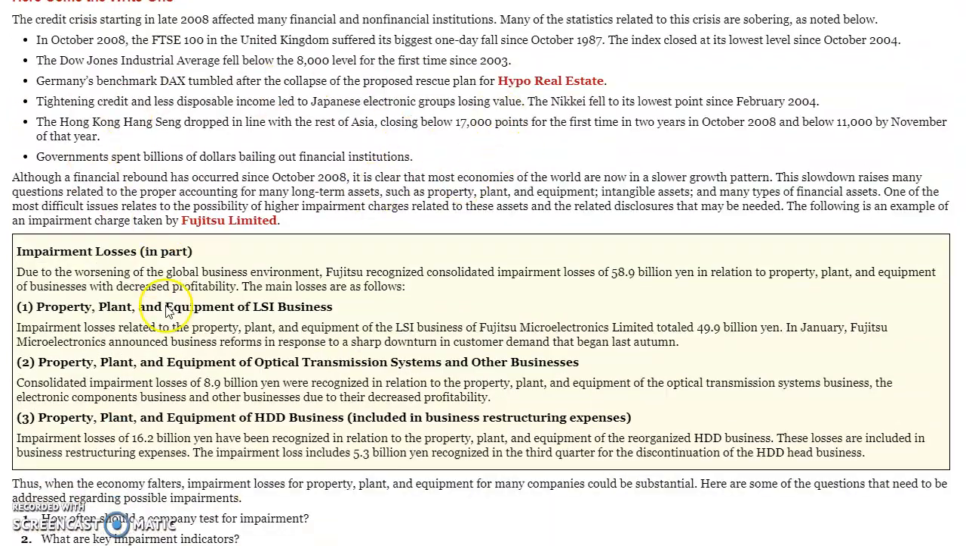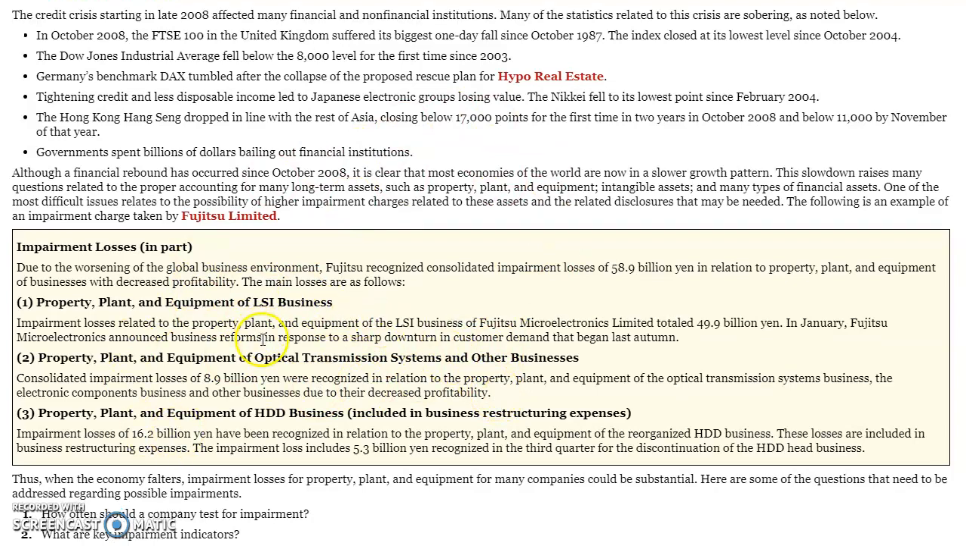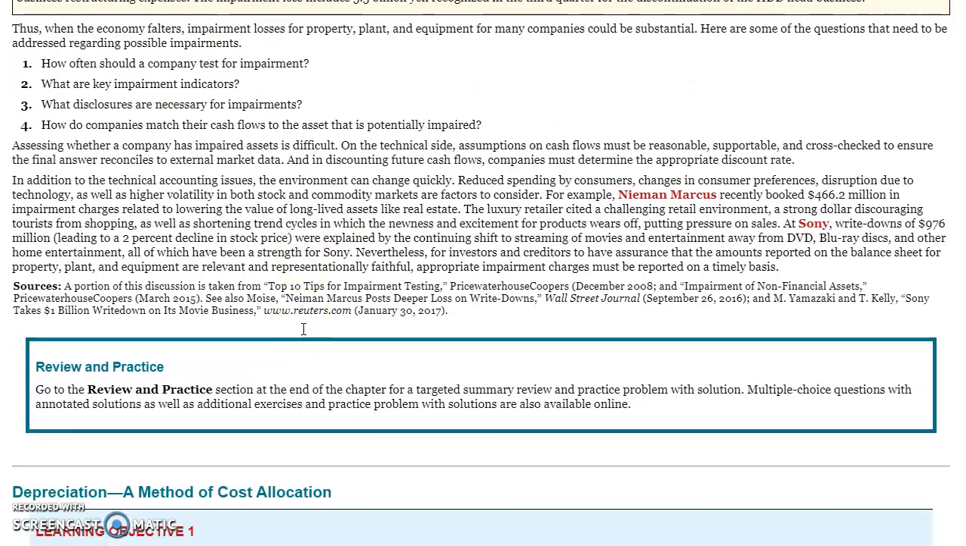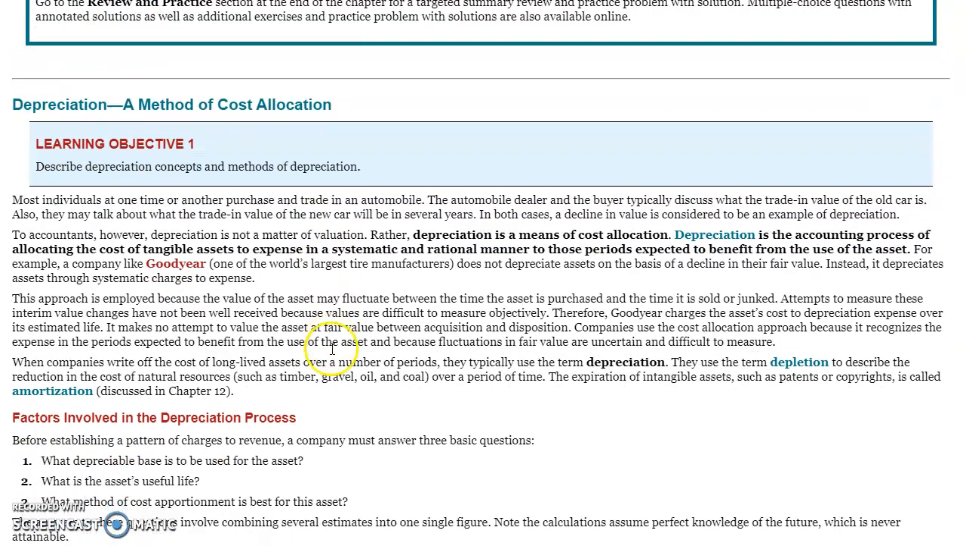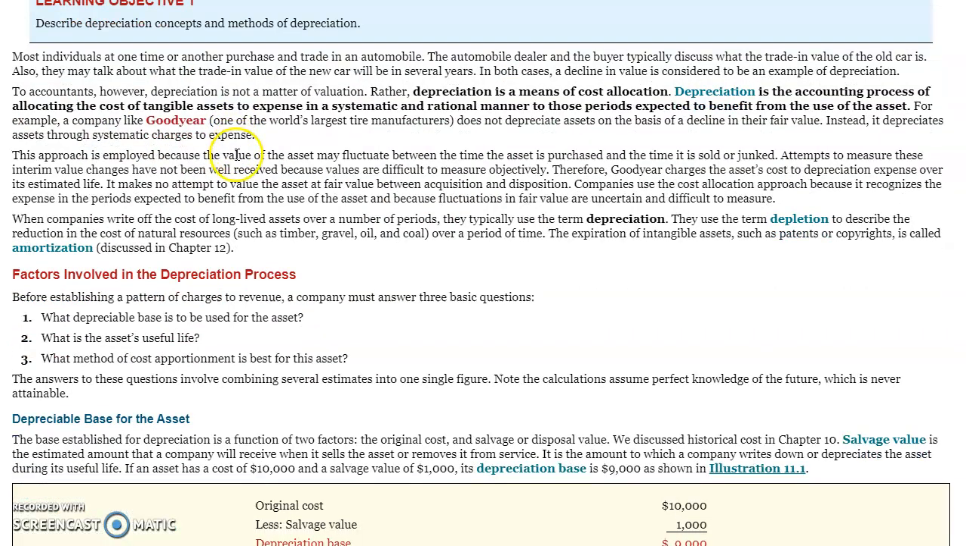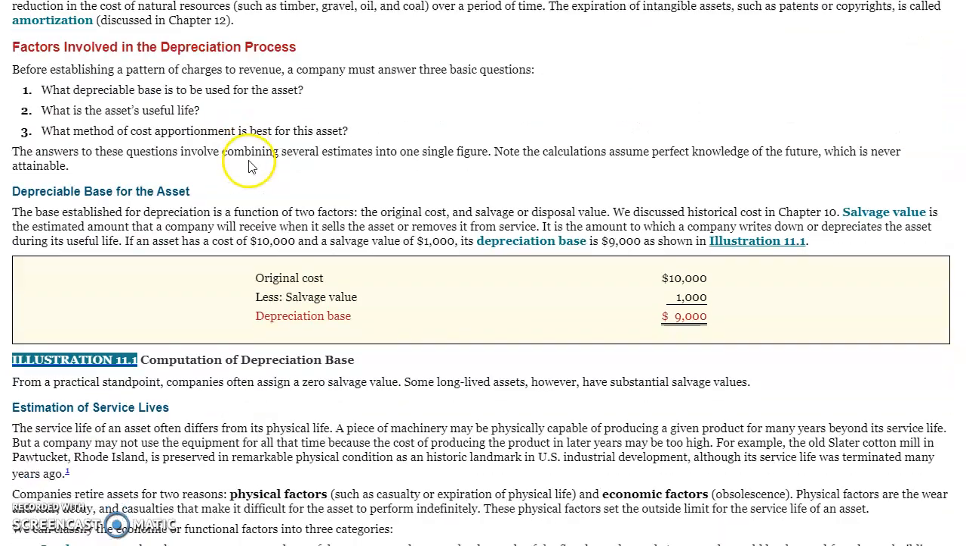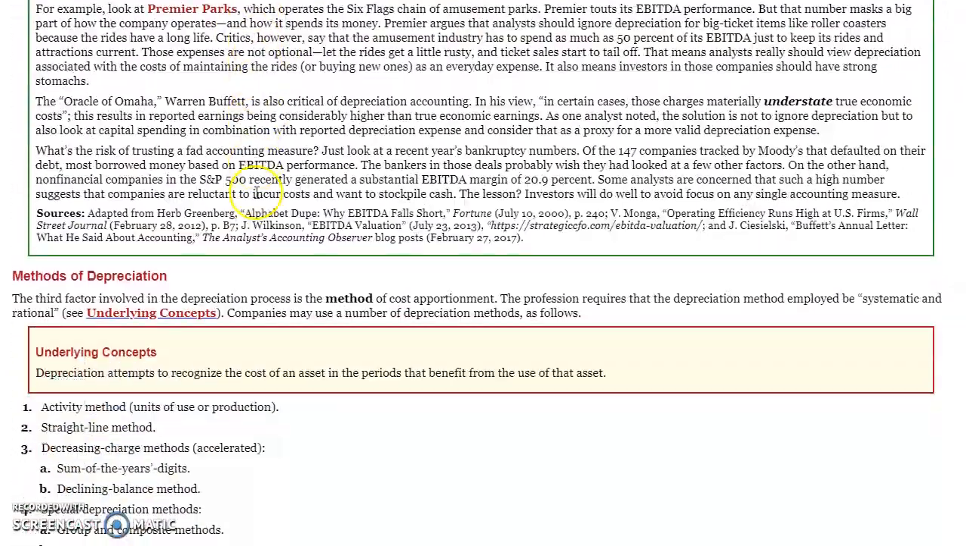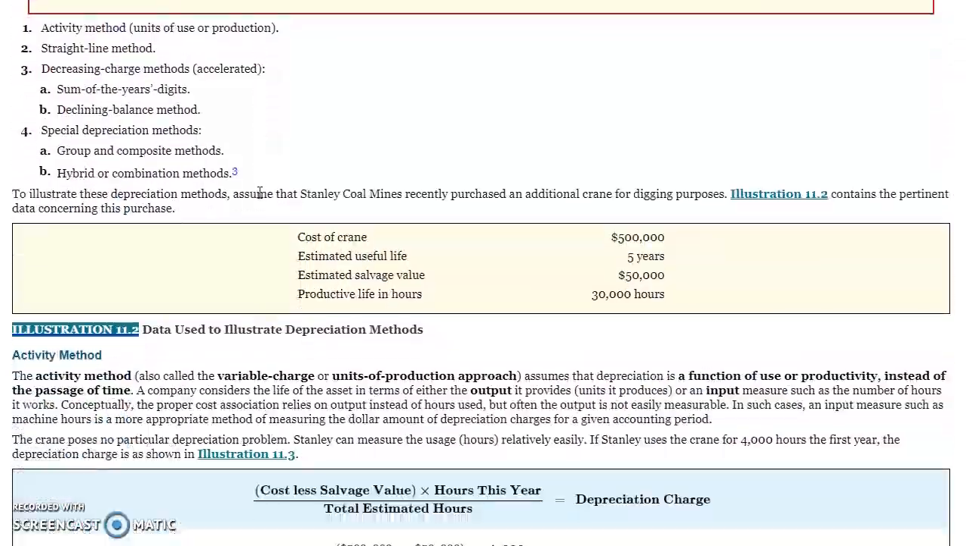They talk a little bit about impairments and write-offs in the beginning of this chapter, so I would highly recommend looking at impairments. You could have one or two questions on that on your exam. When we're talking about depreciation, depreciation is going to be one of the big problems on your exam. Now, there are many different methods that we could use for depreciation. Let's get down to those methods, right?